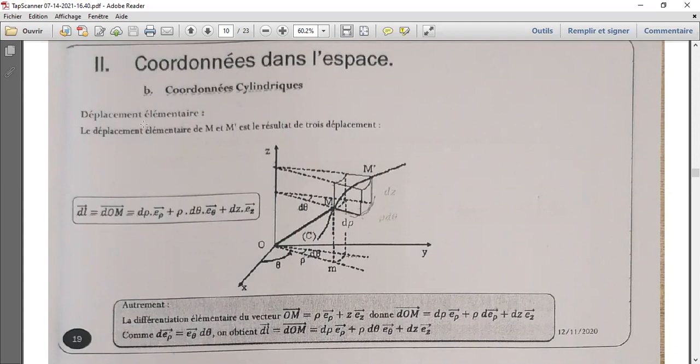So how does this point move? First, it moves d theta, then it moves d rho, and after that it moves dz to have m prime. So this basically is the formula where you just add the dz. I don't know if there's any question here under déplacement élémentaire.